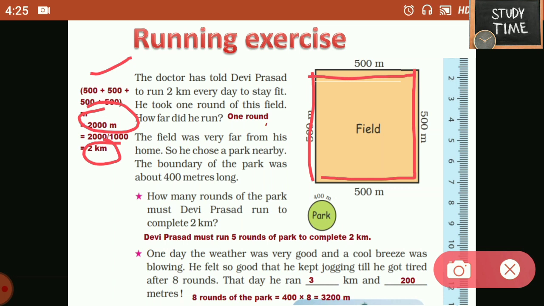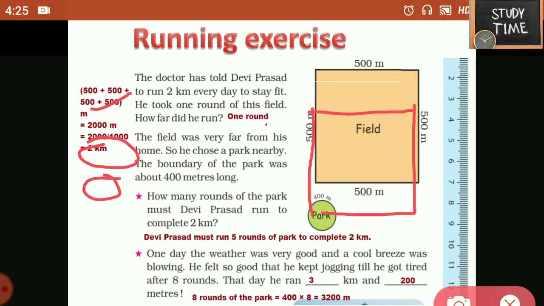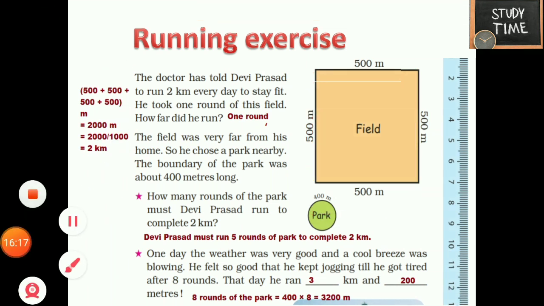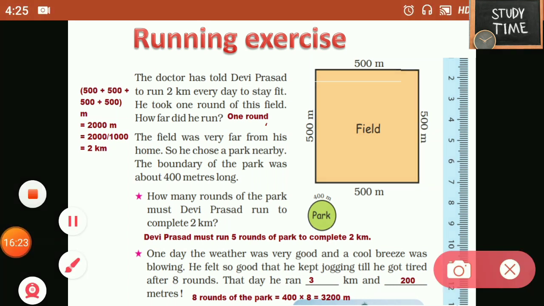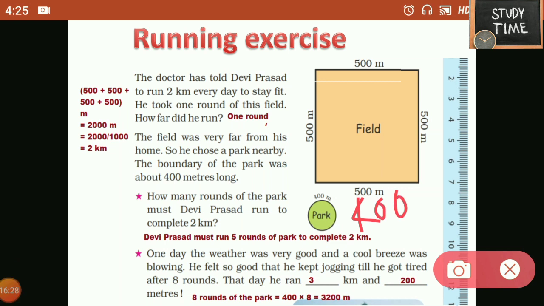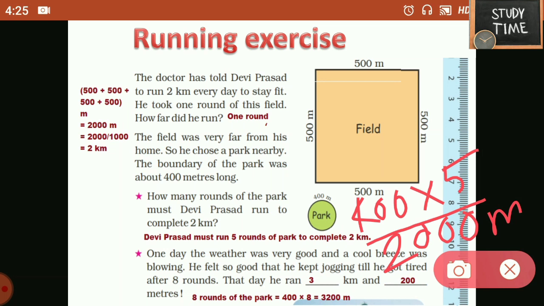The field was very far from his home, so he chose a nearby park which is 400 meters. How many rounds of the park must Devi Prasad run to complete 2 kilometers? See, here you have to write 400 into 5. So that is 2000 meters. 2000 meters is 2 kilometers. So he needs to run 5 rounds.